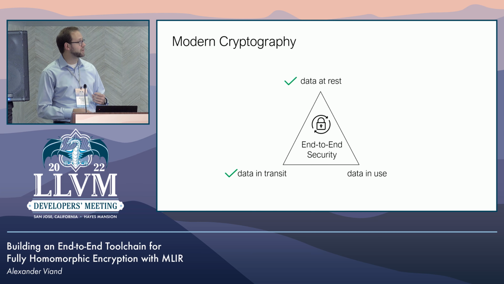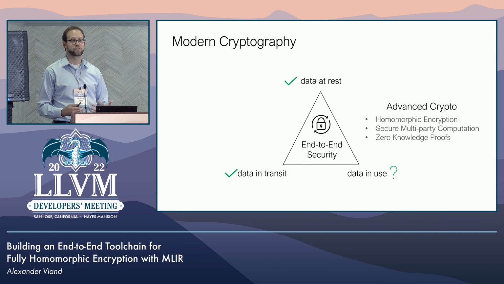And we're really good at doing encryption, doing storage, disk encryption. But how about using data while it's encrypted? This is the realm of what's called advanced cryptography. These are techniques such as zero-knowledge proof, secure multi-party computation, or what I will focus on, homomorphic encryption. And these have only recently become practical enough to actually deploy them in practice.